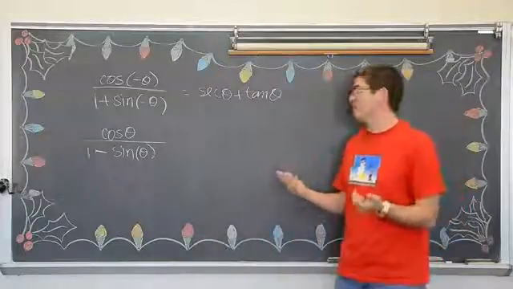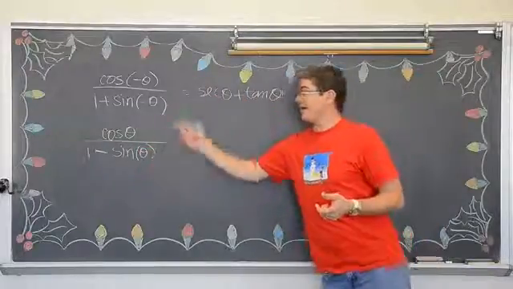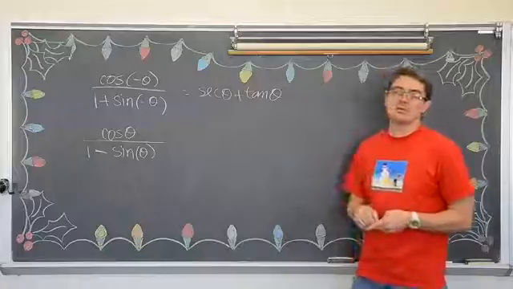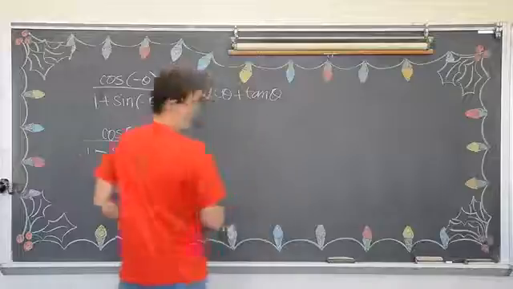I can't write, well, I guess I could, but I'm going to try and simplify instead of making these more complicated. I'm going to write secant and tangent in terms of sine and cosine, and hopefully something nice happens. Let's see what happens. Shall we?